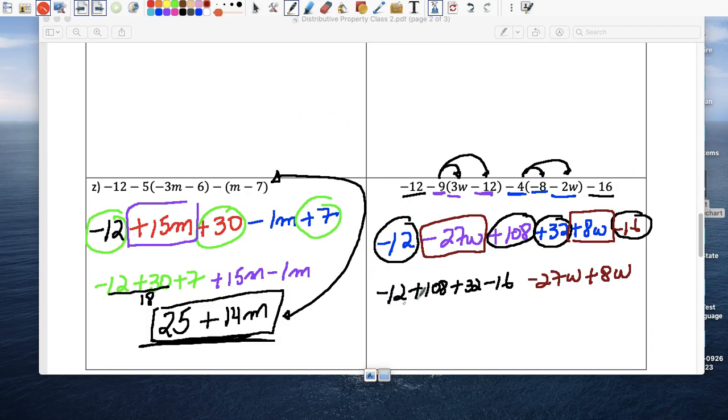So I'm going to do negative 12 and 108 first. Give me a second. Negative 12 plus 108 plus 32 minus 16. I mean, on your test you will have a calculator. Okay. So negative 12 plus 108 plus 32 minus 16, and that's going to give us all that. It has the same meaning as the number 112.